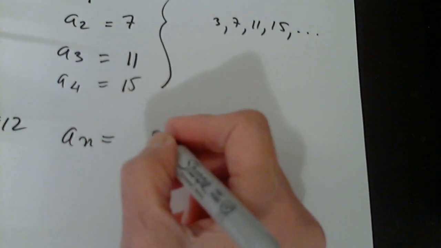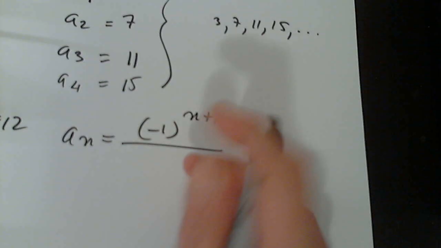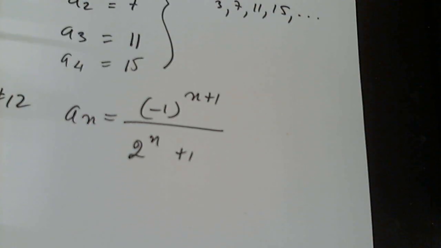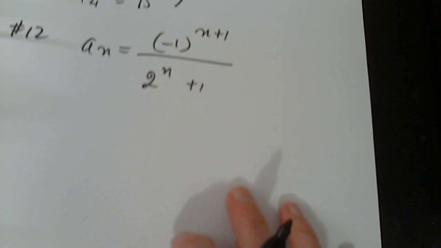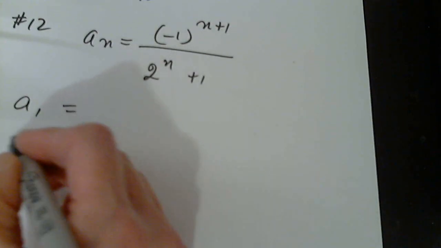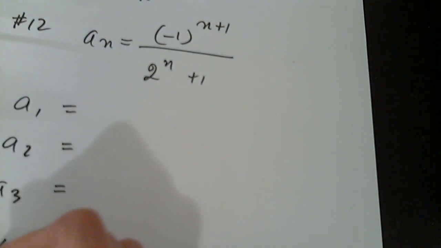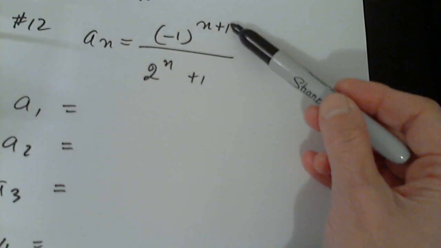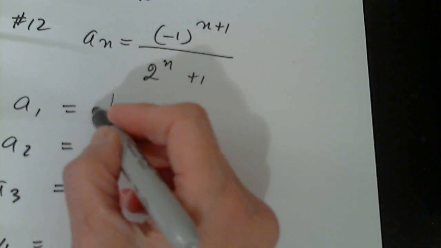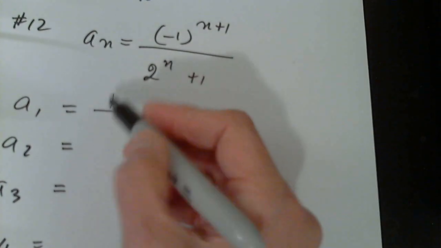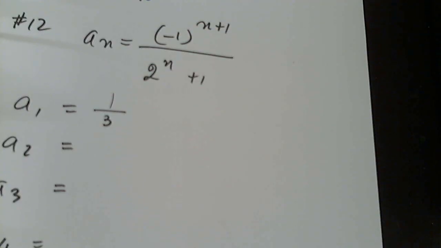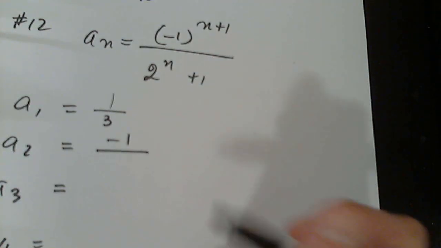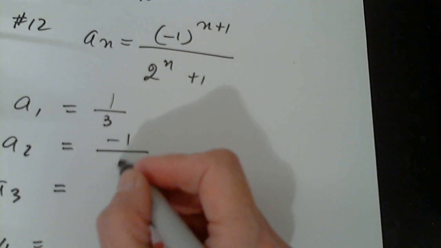So the general term in this case is negative 1 raised to n plus 1 over 2 to the n plus 1. Perfect. Perfect pick. Good. Again, we're asked to find the first 4 terms, a1, a2, a3, and a4. N is 1. 1 plus 1 is 2. Negative 1 squared is 1. 1 over 2 plus 1 is 3. That's the first term. N is 2. 2 plus 1 is 3, but negative 1 to the third is negative 1. 2 squared is 4. 4 plus 1 is 5.